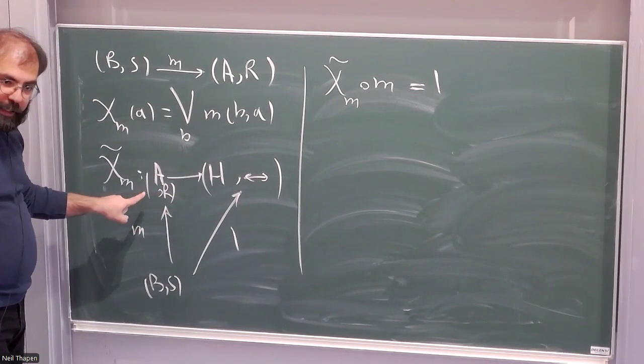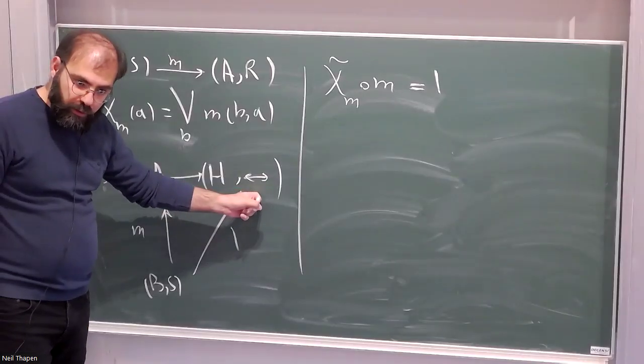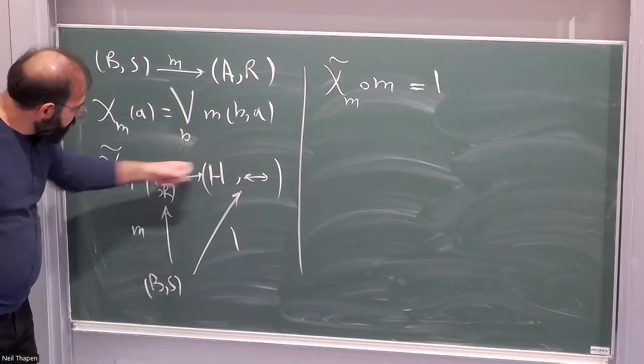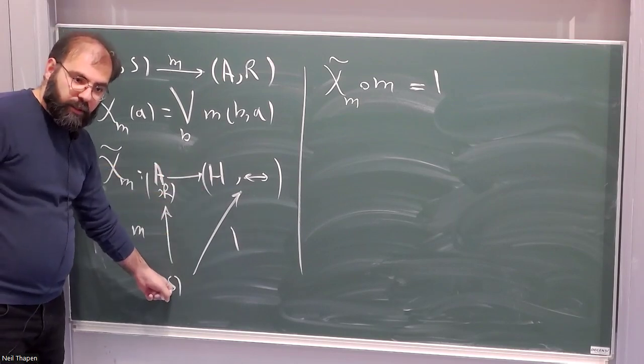right? Now I'm back in the picture. You start with M, you define your chi M. Chi M is a map from A to H. You pretend that it is actually a map from AR to H double arrow. And then what I'm saying is that if you compose it with M as two maps in H sets, it is the trivial one.